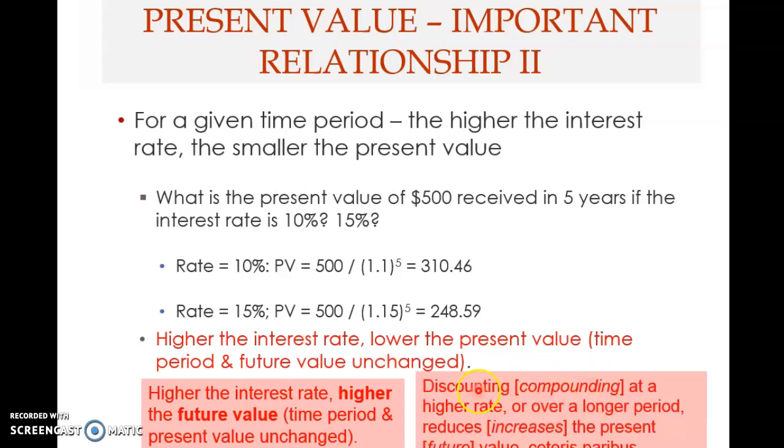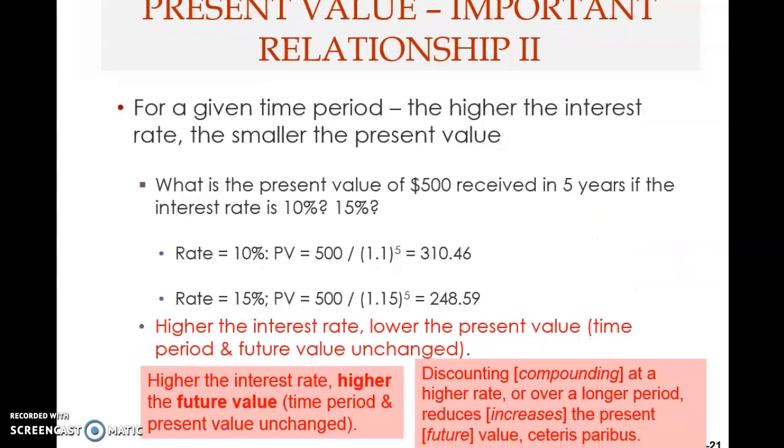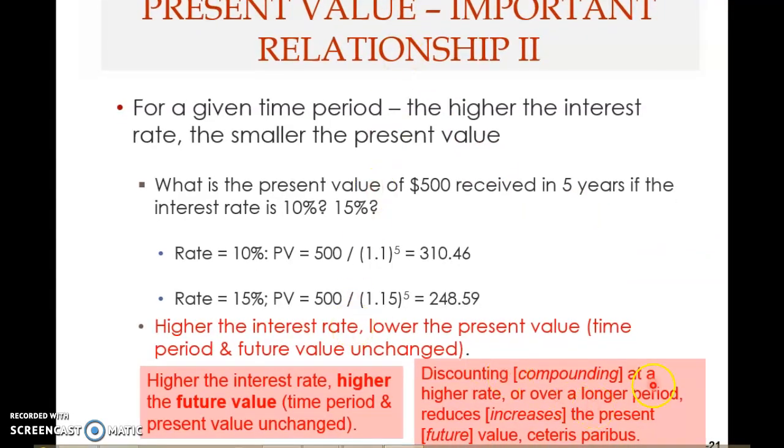Discounting or compounding. Now this is a very important statement. Let me just bring it down so that we can see the full statement. Discounting at a higher rate or over a longer period reduces the present value. Other things being equal. Ceteris paribus means other things being equal, or other factors remaining constant. But if you're compounding at a higher rate or over a longer period, that increases the future value. Other things being equal.